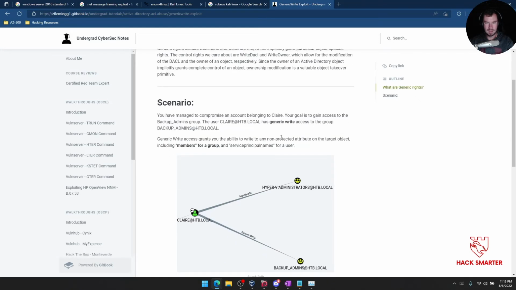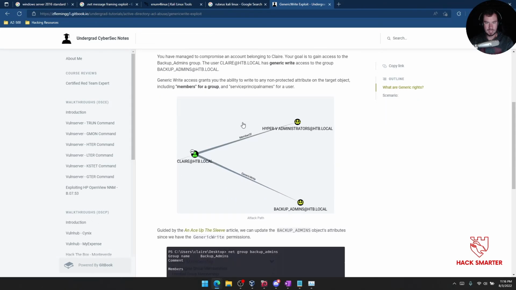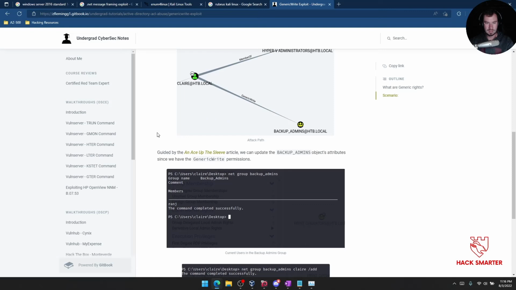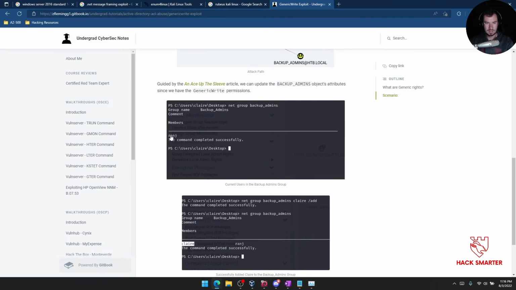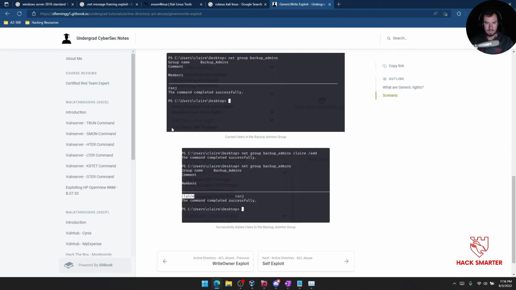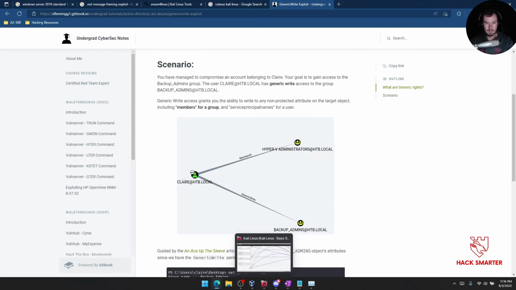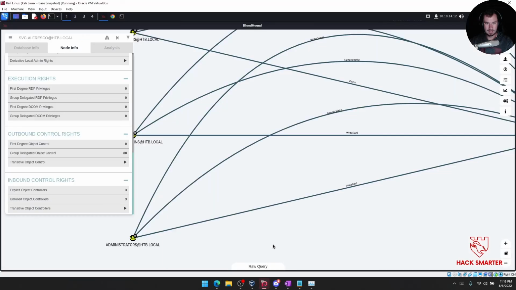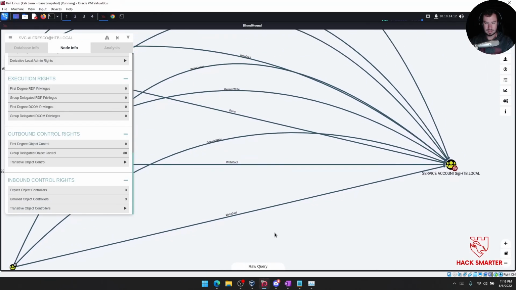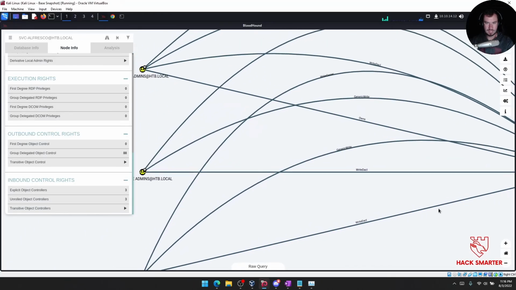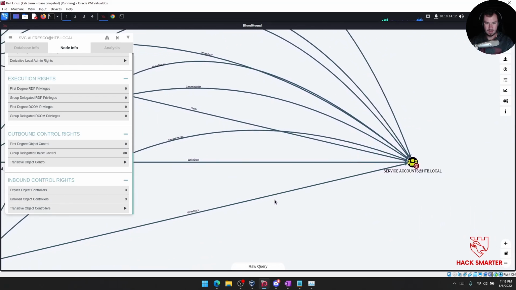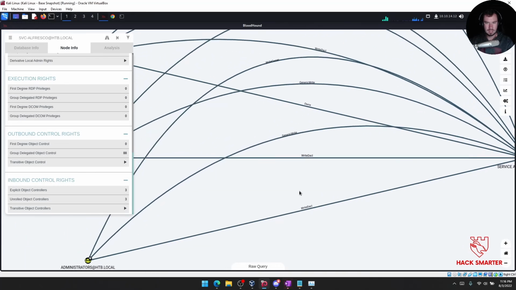It grants you the ability to write to any non-protected attribute on the target object, including members for a group and service principal names for a user. Let's open this back up. That's interesting. I can't really... Can I get a shell on anything with this service account? There wasn't like SSH or anything open, was there, on this box?